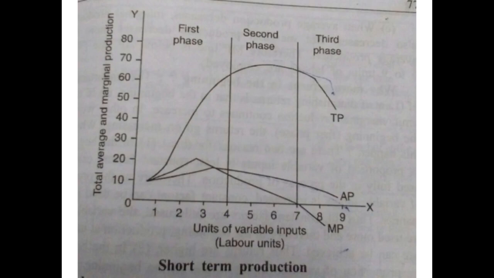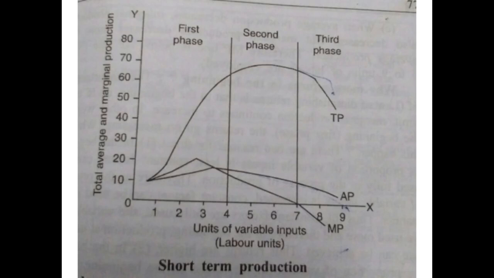Now you can see that it is a diagram of short term production. On the y-axis, it is total, average and marginal production, and on the x-axis, it is units of a variable input. That is labor units, means we are increasing the labor units. And you can see there are three phases, that is first phase, second phase and third phase. Now let me explain this diagram.